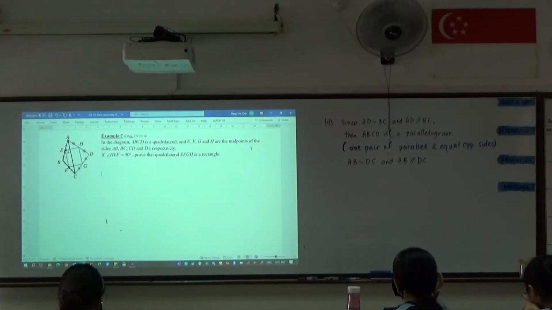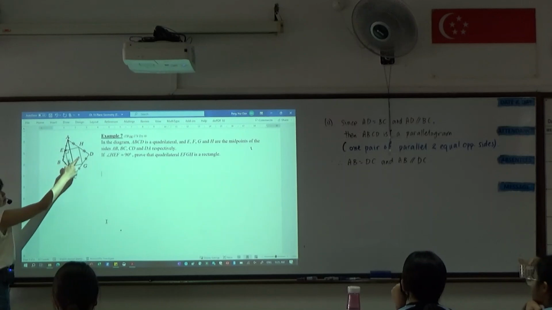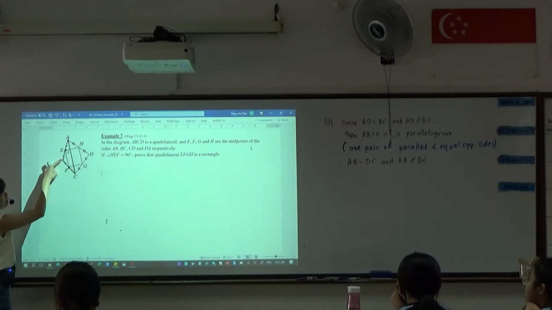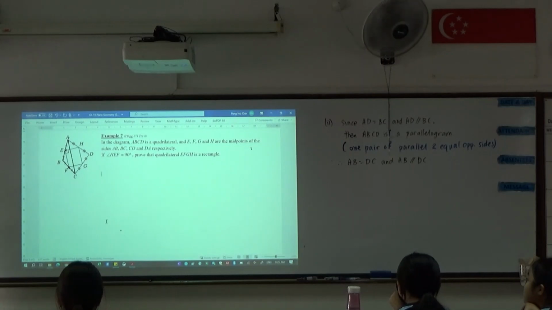Okay? Not only that, this is half of this. This side is also half of this. So actually, EF is equal to HG also. So having one pair of parallel lines and one pair of equal opposite sides, we can say that EFGH is going to be a parallelogram. Okay?